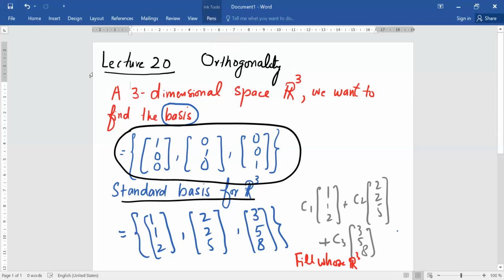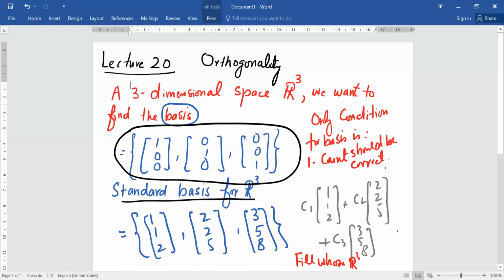So the only condition for a basis is that the count should be correct. It means if I'm talking about 3-dimensional space, I should have 3 vectors. If I'm talking about 2-dimensional space, then it should be 2.